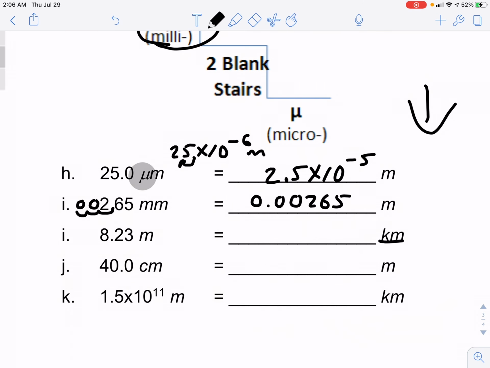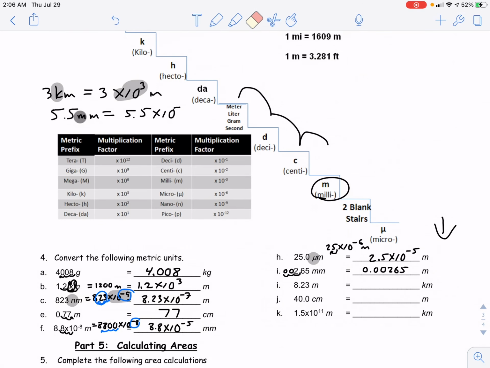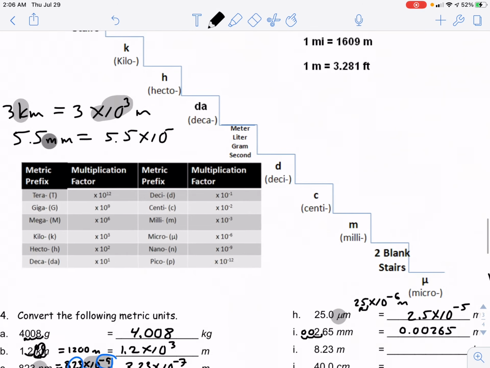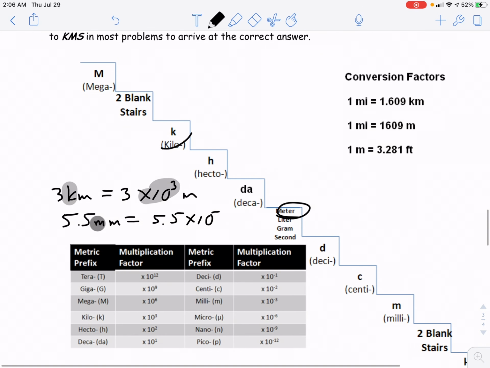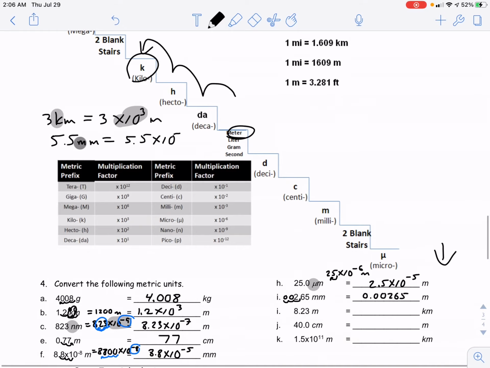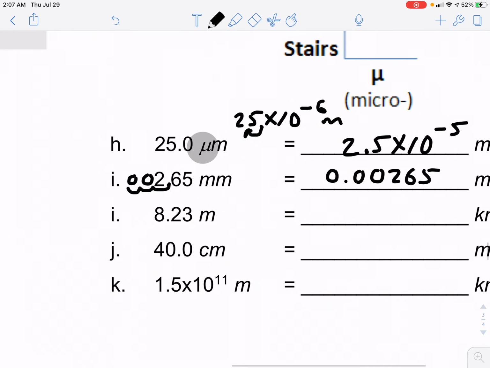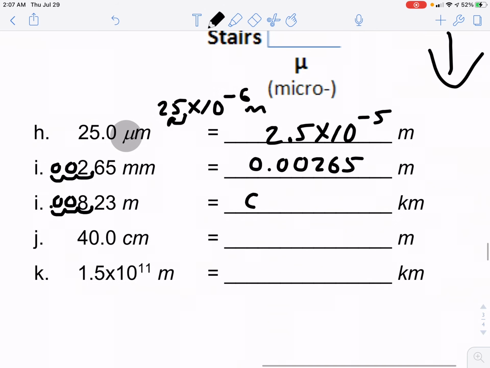8.23 meters is how many kilometers? To go from meters to kilometers, you have to go 1, 2, 3 stairs up, which will move the decimal point 1, 2, 3 places to the right, putting in 2 zero placeholders, and this would be 0.008823 kilometers.